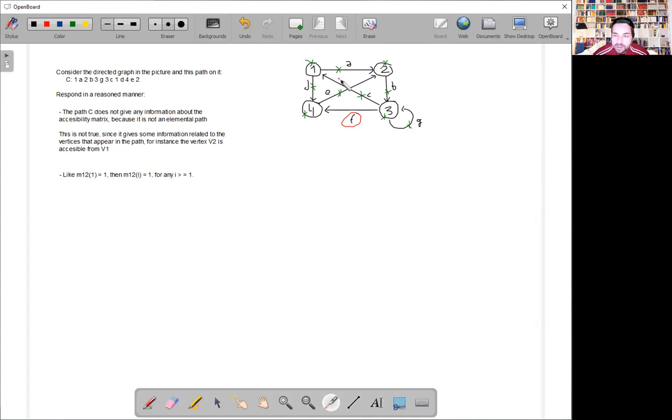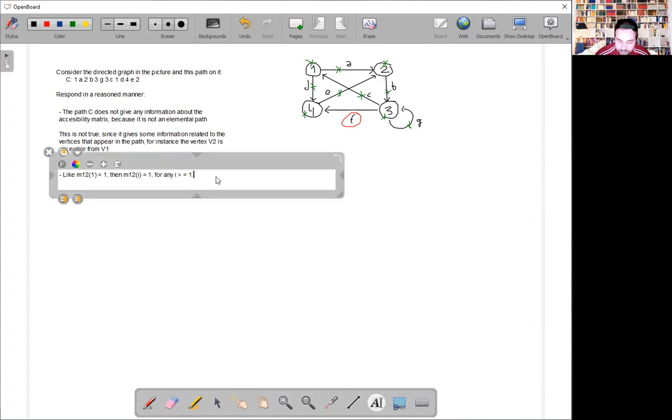What do you think about this? Think for yourself about it for 1 second. Does this path guarantee that there is a path of any length from 1 to 2? It doesn't have to. For instance, do we have a path of length 2 from 1 to 2? Yes, because we can go through 4. And we have a path of length 2 from 1 to 2.